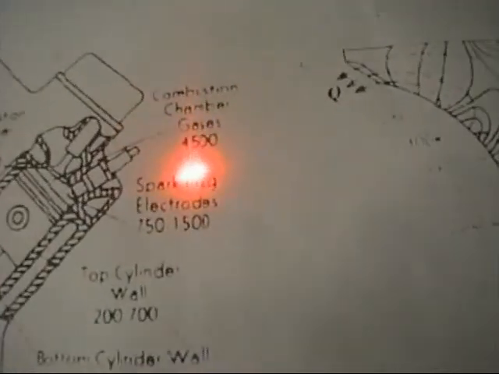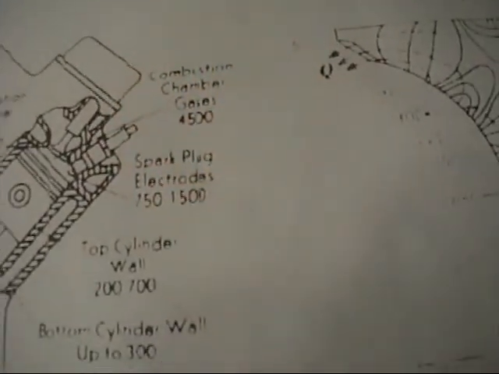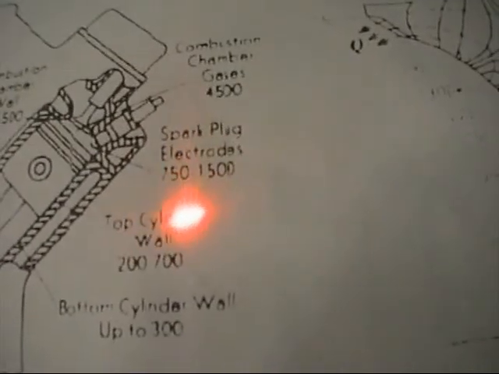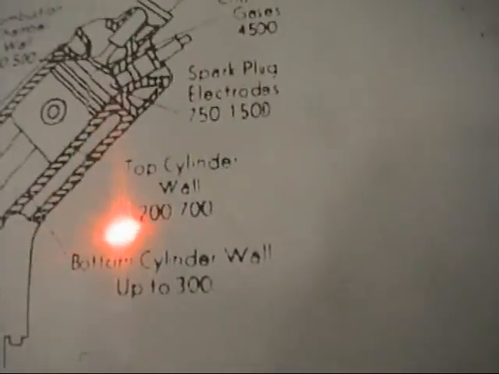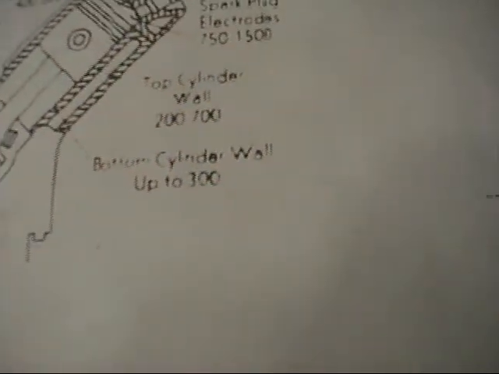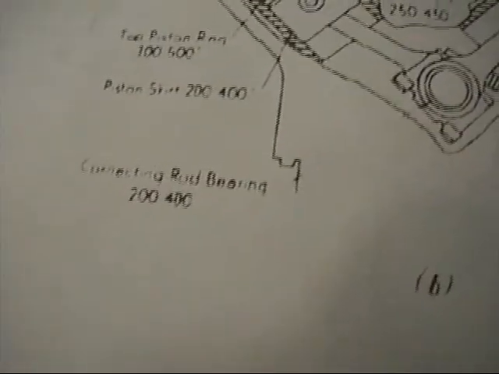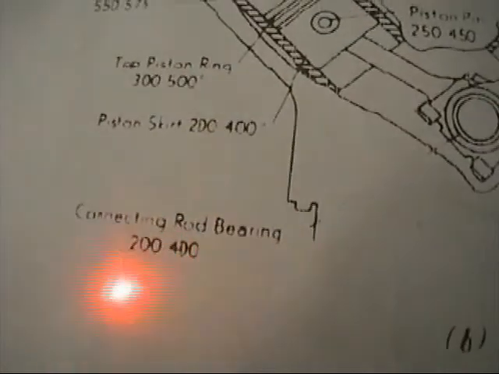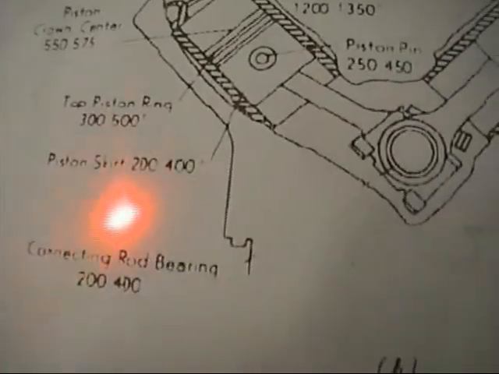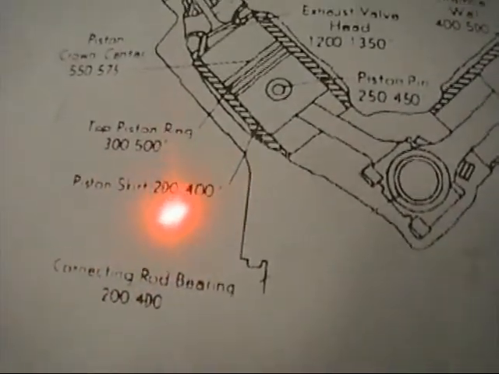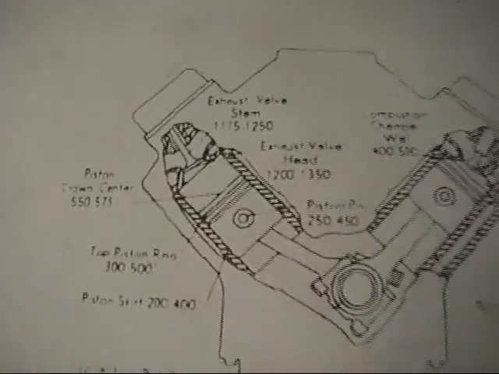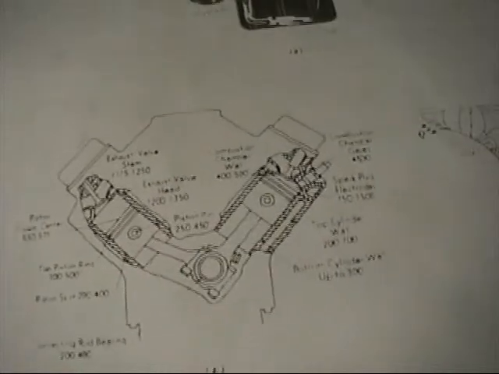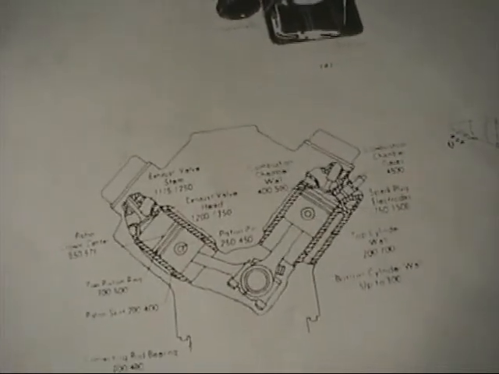Here we go. It's in Fahrenheit, 4,500 Fahrenheit. The spark injector plug is going to get to 750 to 1,500. The top of the cylinder wall is going to get 200 to 700. The bottom of the cylinder up to 300. The rod and the bearings and the engine itself is 200 to 400. The piston skirt 200 to 400. The top of the piston ring. And this is all wasted heat that we don't want to lose, that we want to change into horsepower that goes to the shaft, which goes to the wheels, which moves us down the road.